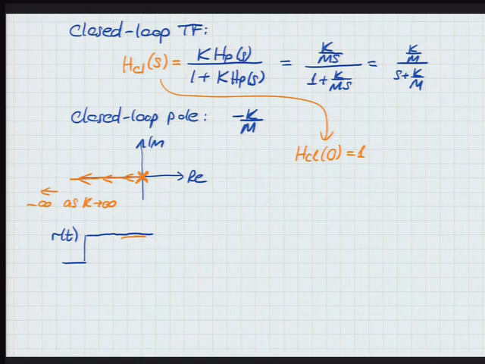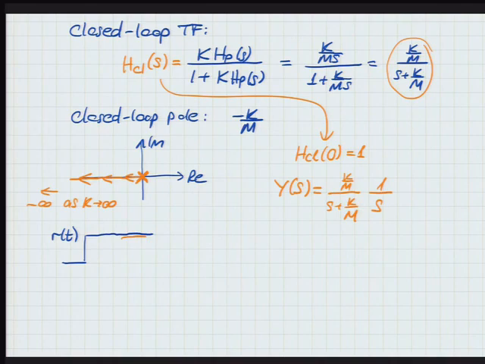Depends on k, yes. Looking at this, if I gave you this closed loop transfer function, and I told you I want to know the output y of s when r of s is an input, right? What do I do? I just multiply the transfer function k over m by s plus k over m with 1 over s, which is the Laplace transform of the unit step, right? So how do I back out y of t from this? That requires an inverse Laplace transform.